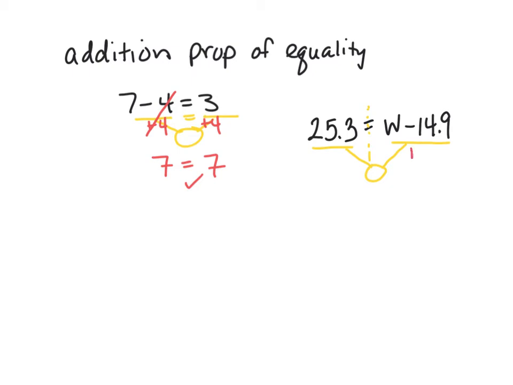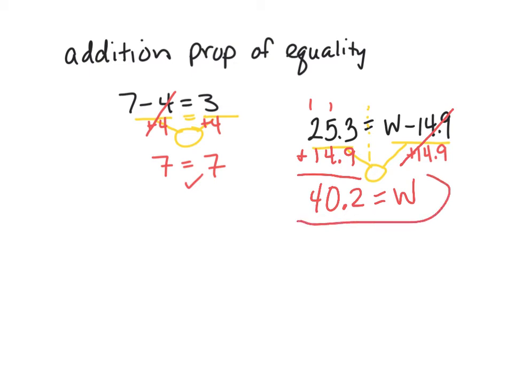We will add 14.9. If I add 14.9 to this side of the equation, then I have to do the same to the other side of the equation, or else I ruin it. That cancels out. It leaves me with W isolated. That's what I wanted. Then I just simply need to add these up. 9 plus 3 is 12. Decimal. 5 plus 4 is 9 plus 1 more is 10. 2 plus 1 is 3 plus 1 more is 4. So W must equal 40.2.